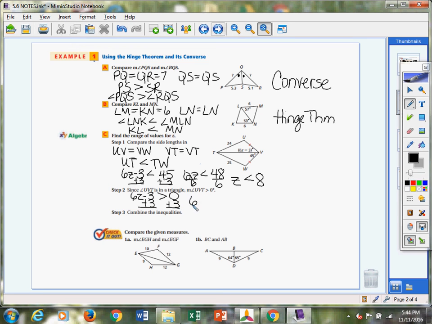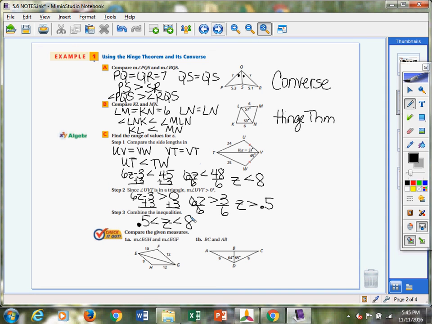Okay, so we've got 6Z is greater than 3, and then we'll divide each side by 6. So Z has to be bigger than 0.5 or 1/2. Okay, so it's got to be bigger than 0.5, but less than 8. Okay, so combine the inequalities together, and here's my range of values. Z can be 0.5 on up to 8, not including 0.5 and 8.